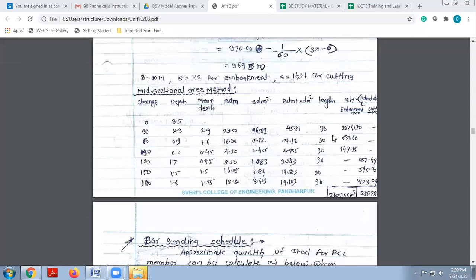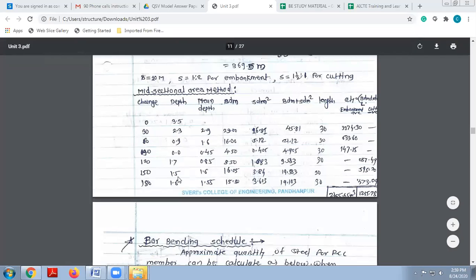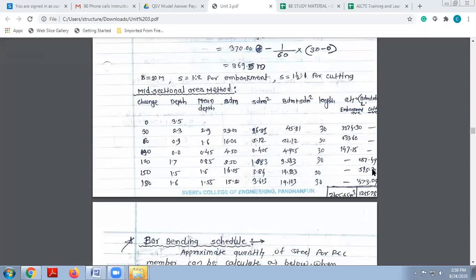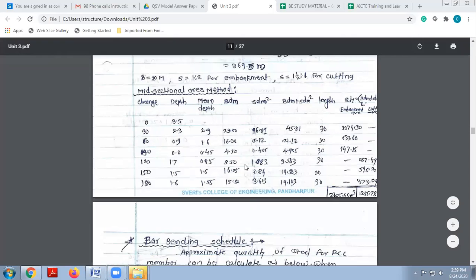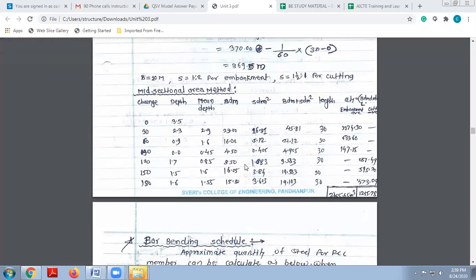And after that, this area, that is BDM plus SDM square, multiplied by length, column number 6 multiplied by column number 7, you will get the quantity required for the earthwork, which is in embankment and which is in cutting. So the embankment part, up to the point where depth is 0, that quantity comes under the embankment category, and after 0 the rest of the quantity comes under the cutting category. Okay, so you can do it and tell me the final calculation. You can note down this table, and we will also discuss a few more problems of the same method in our next lecture.